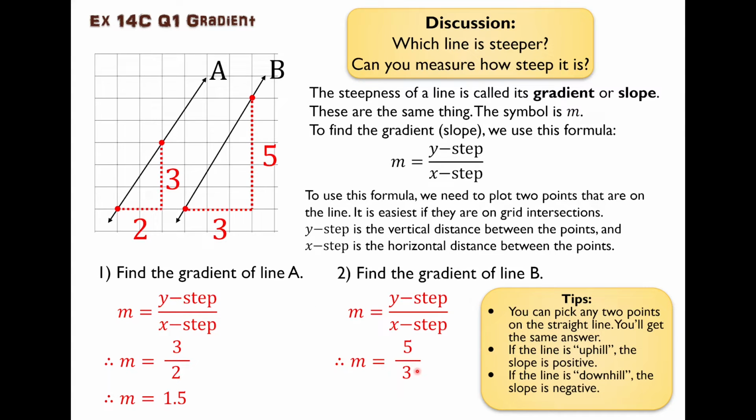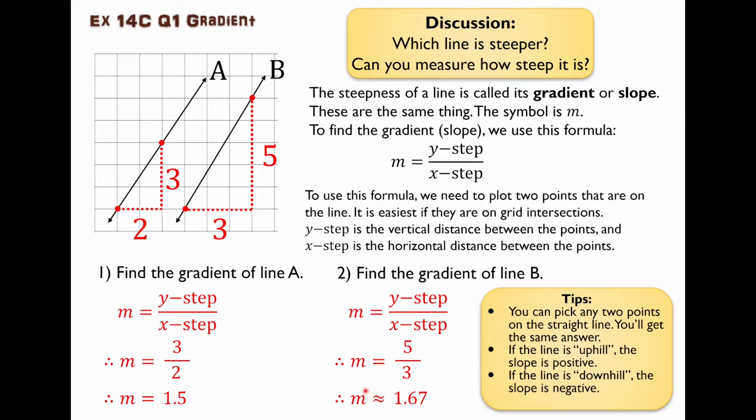I won't be able to write a perfectly exact decimal for this. If you put 5 divided by 3 in your calculator, you'll get 1.66666666666 and so on. So I'm going to round it off to 2 decimal places, which is 1.67. And do you notice that I use this symbol? This means approximately equal. It means that I've rounded it off, and this isn't the exact answer anymore, but it's close.